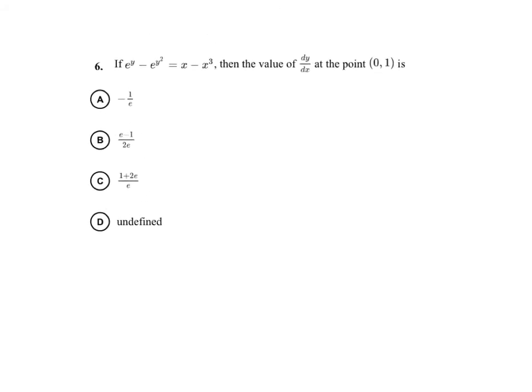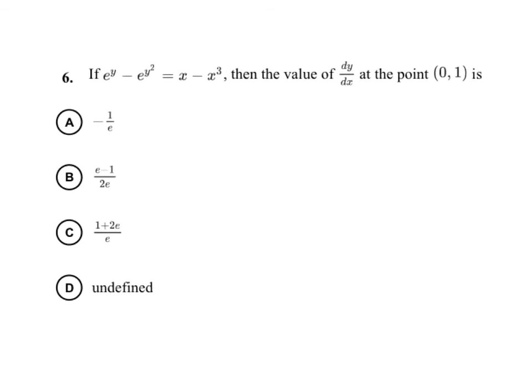Okay, so this one, we got a function, or kind of an equation, I guess. It's got a mixture of x's and y's. We can't really solve for y. And then it's asking for the derivative, dy dx, at a point. So we're going to take the derivative of this implicitly. Right away, we're going to plug in 0 for x and 1 for y, everywhere we see an x and a y. And then we'll solve for y prime, solve for dy dx.